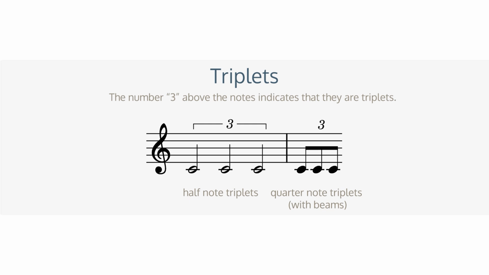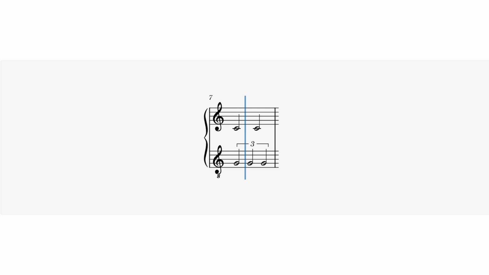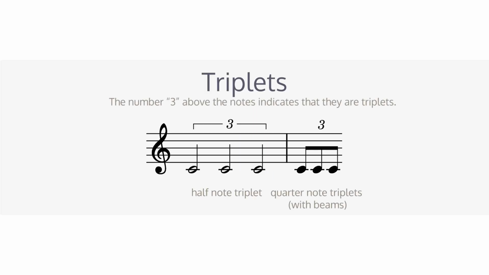Triplets are groups of 3 notes that are played within the time normally taken by 2 notes of the same value. For example, half-note triplets sound 3 notes within the same duration of 2 half notes. Quarter note triplets sound 3 notes within the duration of 2 quarter notes.